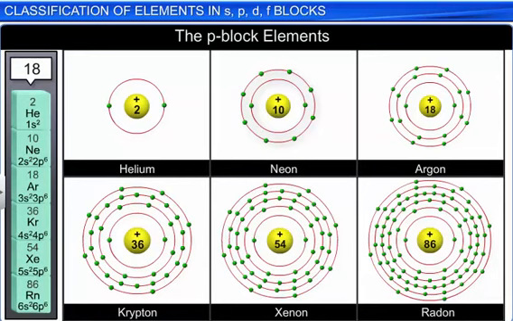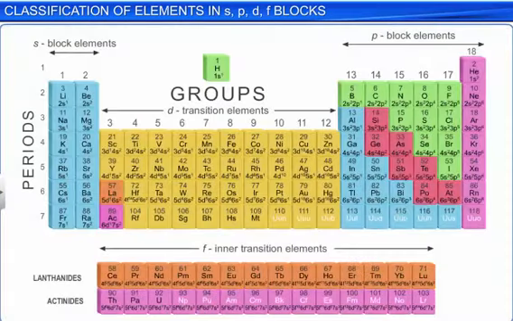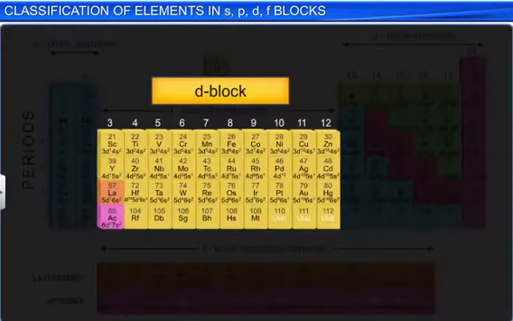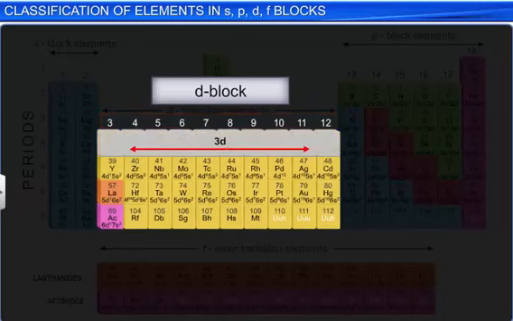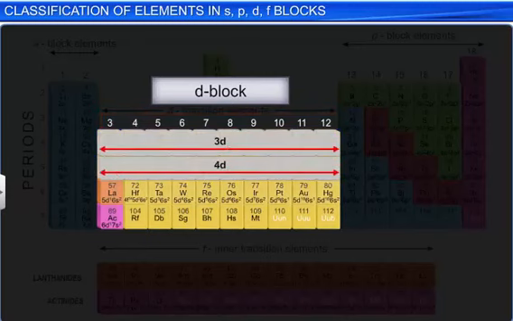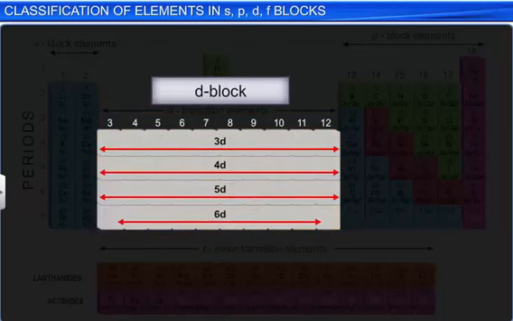Next, let's look at the d block elements. The elements belonging to group 3 to 12 in the center of the periodic table are called the d block elements. As the differentiating electron or the last electron enters into the penultimate or second outermost shell, that is, the (n-1) d orbital, they are referred to as d block elements.